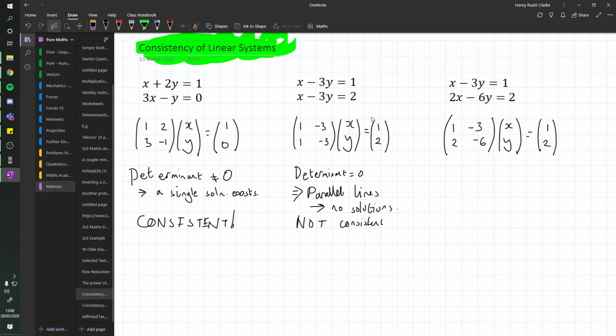So now let's have a look at this last pair. Again, you can see straight away that the determinant here is 0 because these two rows are multiples of each other. This is twice this. And again, we can just calculate it to check it. It's very easy to do. But now we need to think, how is this different to the previous example? In this case, these lines look like they're parallel, but there's something else much more interesting going on here.